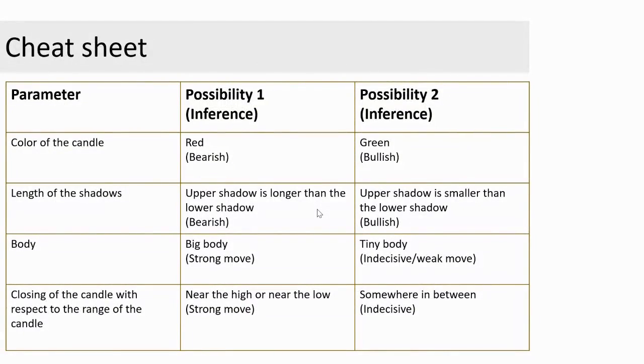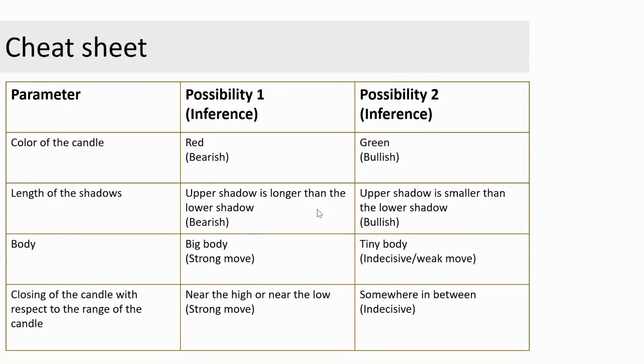So the first parameter is color of the candle. Red is bearish, green is bullish. This is straightforward. Length of the shadows. Length of the shadow is very important and the relative length is actually important. So let's say the upper shadow is longer than the lower shadow. Let me add a word here. Upper shadow is considerably longer than the lower shadow. In that case, we know that the sellers are more aggressive here. Why is that? Because price tried to make a high. The flip side will be for bullish situation. If we have a longer shadow on the lower part, then it is a bullish candle.